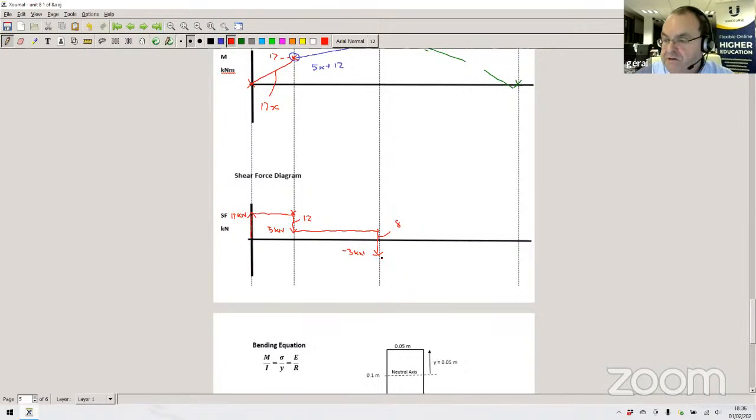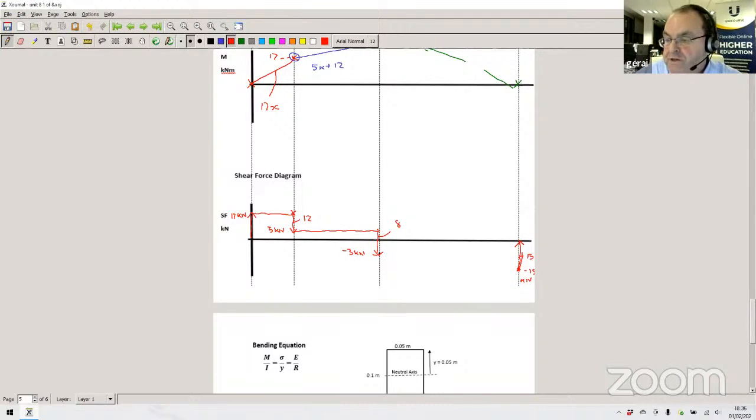So now we're on the last part of this exercise. Because you've got a distributed load, we know we've got a final force at point D, which is 15 kilonewtons. So that's going to go up from minus 15 back up to the original. That's going to be 15. This is minus 15 kilonewtons. And we simply have to join these two together.